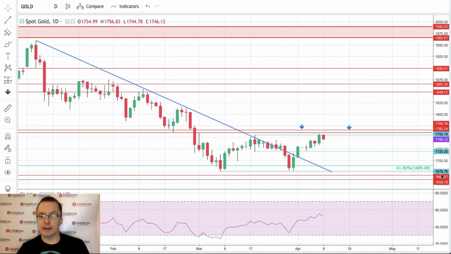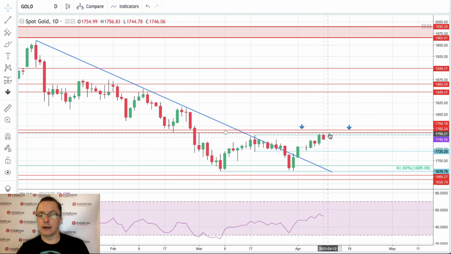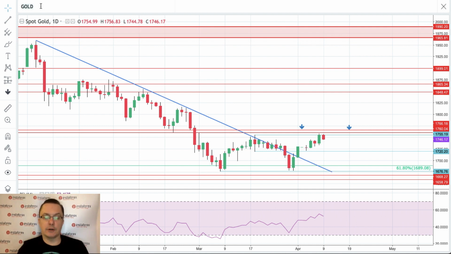So please keep an eye on this current development around this level, if there's any breakout higher, or if there is any attempt to reverse the recent bounce. This is not that strong a bounce, but it's still the biggest bounce since the top at the level of 1,956. So that's the situation on gold.